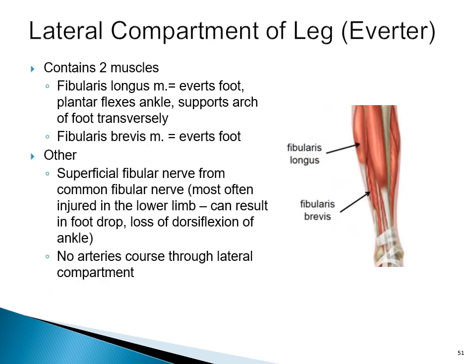The lateral compartment of the leg is also known as the everters. They are the fibularis longus muscle and fibularis brevis muscle. The nerve is the superficial fibular nerve. Injury to the lower limb can cause foot drop and loss of dorsiflexion of the ankle.